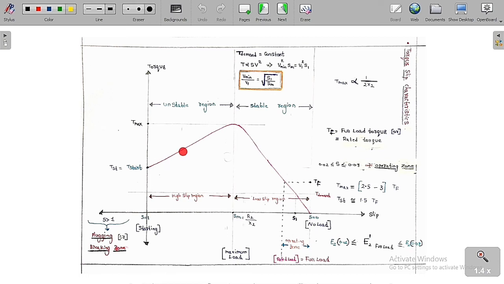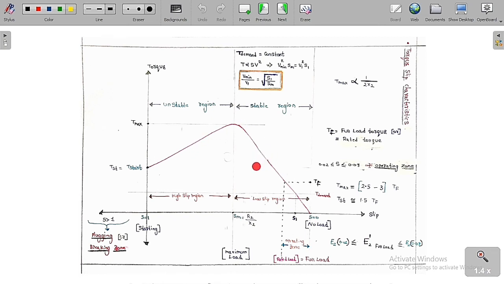Suppose the load is decreased, what is going to happen? If the load is decreased, the speed will increase, so slip will decrease. Slip will decrease means you are going to get here. Again the torque is increased, again the speed will increase, which means again the slip will decrease. So you are going to get like this. So you are never going to get a stable region here.